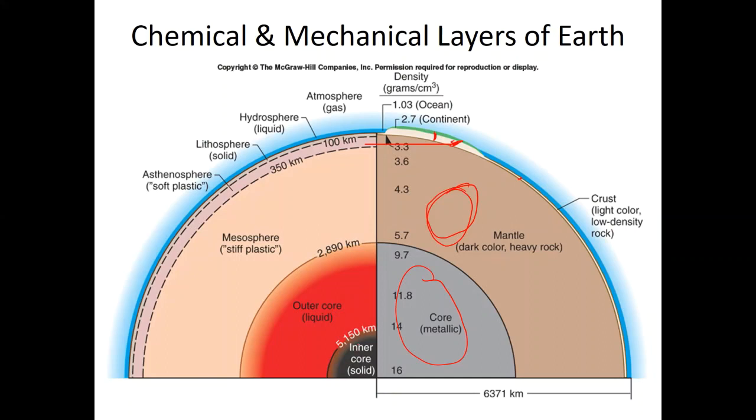Then the mechanical layers: we have the solid inner core, the molten outer core. We have the mesosphere, which is solid rock but deforms plastically. It's like a stiff plastic.